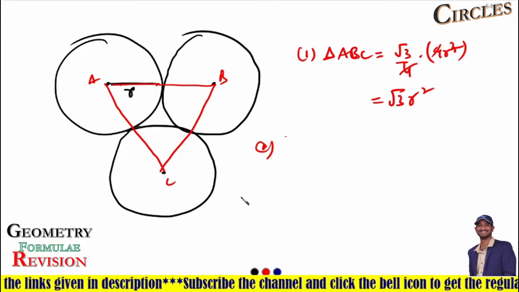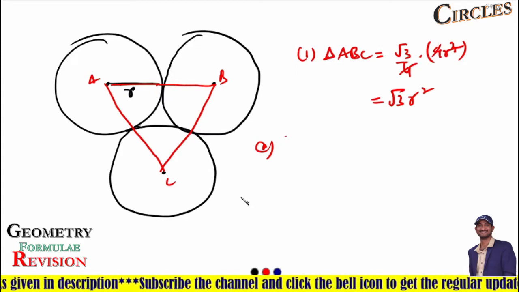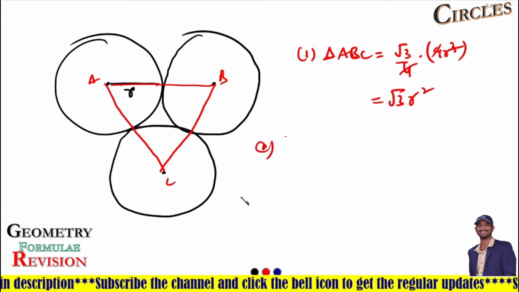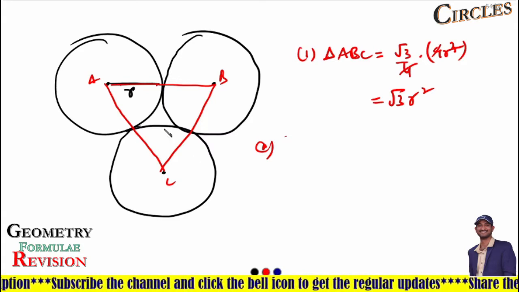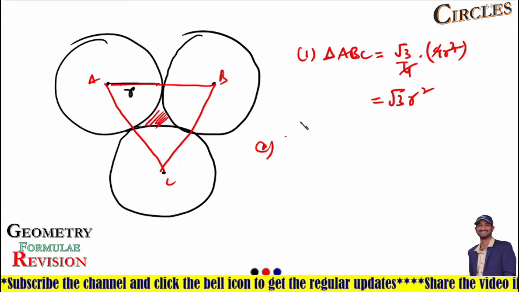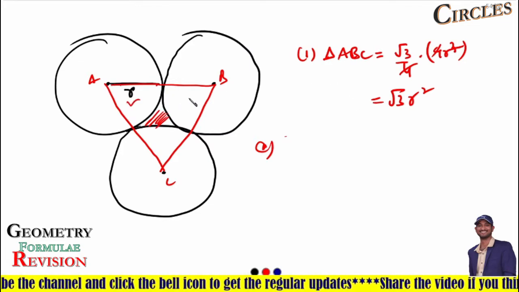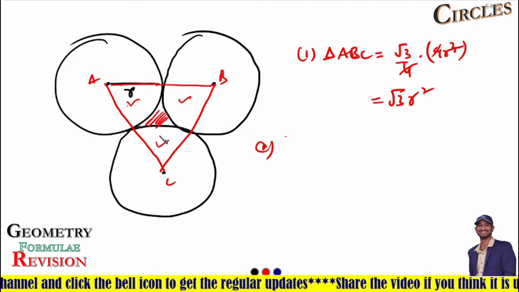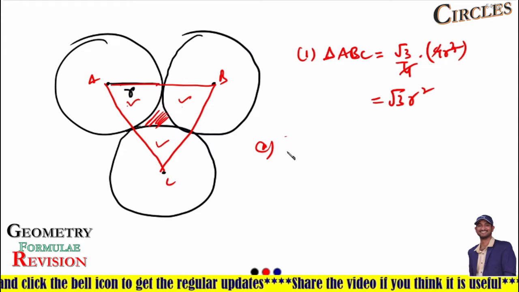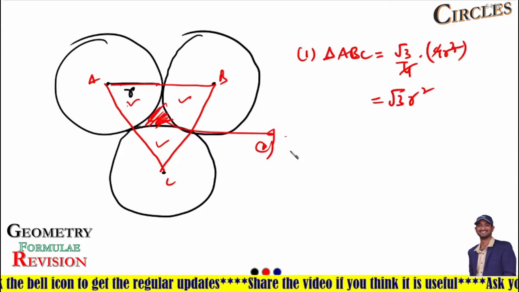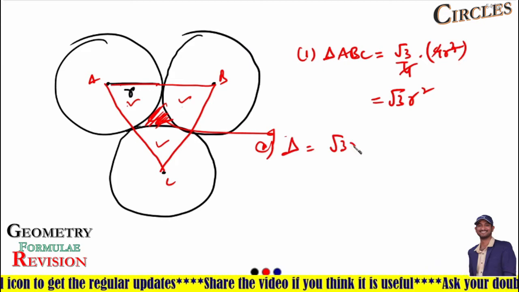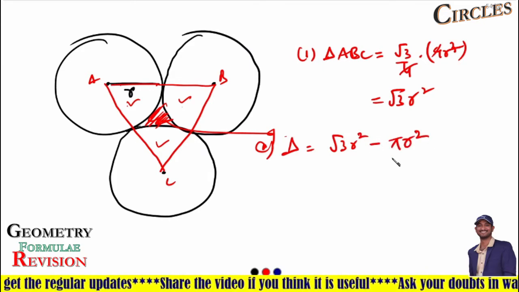Second one, what is the area of this portion? How do you find out this portion? Area of the triangle ABC minus these three sectors. The sum of these three sectors is nothing but a semicircle. So the area of this portion is root 3 r square minus pi r square by 2.